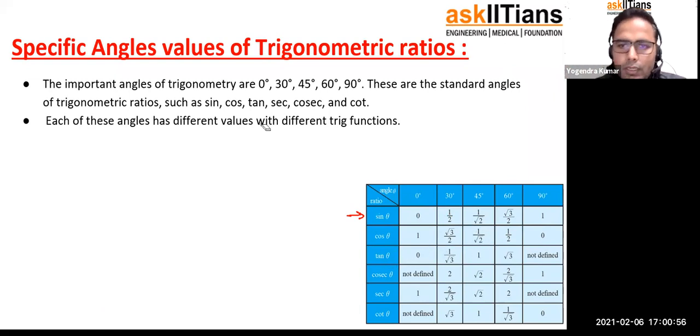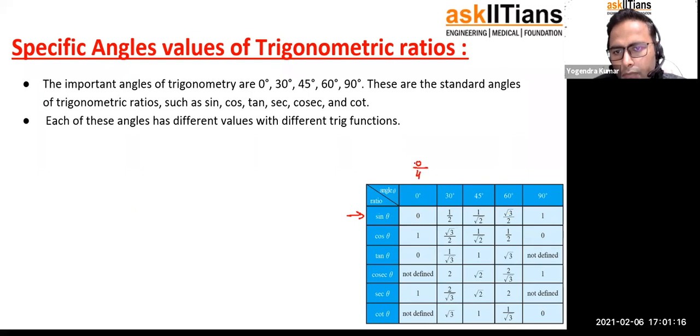And tan theta is what? Sine theta by cos theta. We know the relation. Tan theta is sine theta by cos theta, so we can figure that out easily. So let me come to this. Okay, first row, there is a trick to remember this.